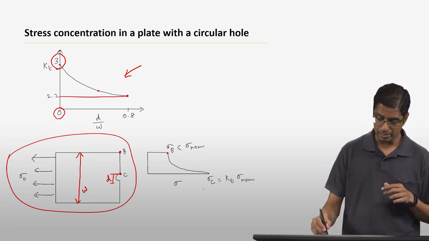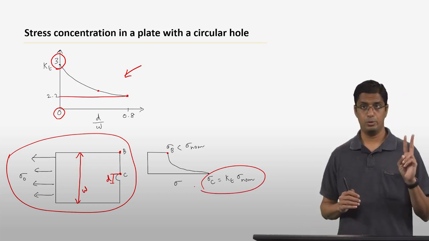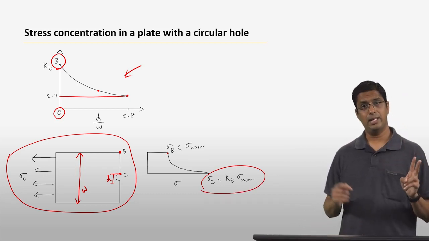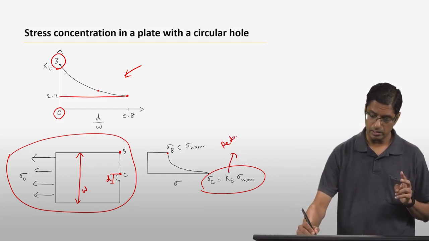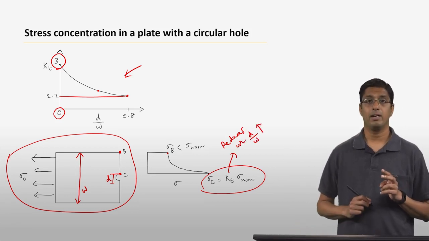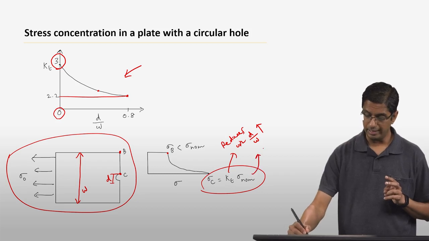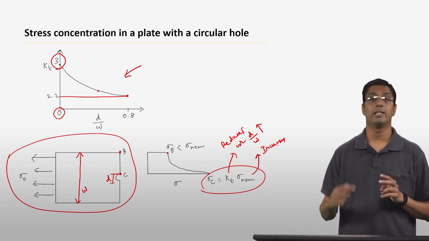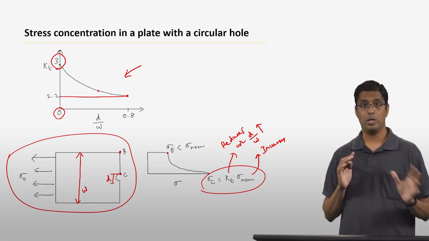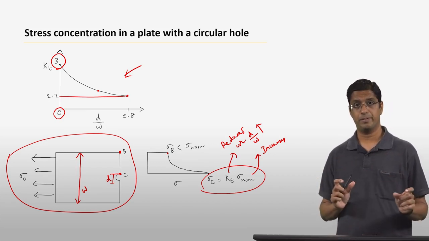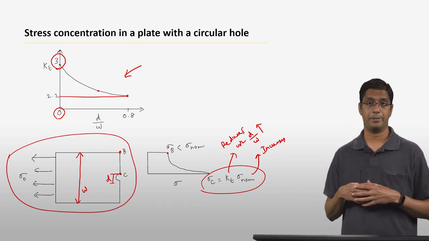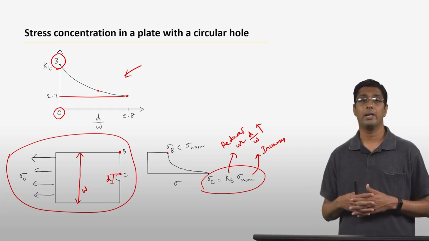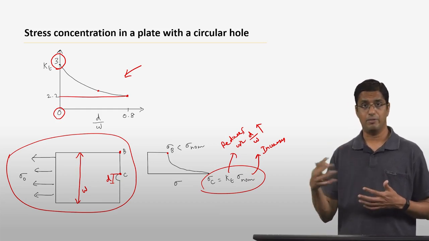So if you think about this sigma C here, it depends on 2 factors, the Kt value and also the sigma nominal. This reduces with D over W increasing. On the other hand, this increases with D over W. So what matters is the product of these 2 terms. Usually what you will find is that if you have a larger hole, then you'll have a higher maximum stress. That is what we'll look at in a specific example in the following lectures.